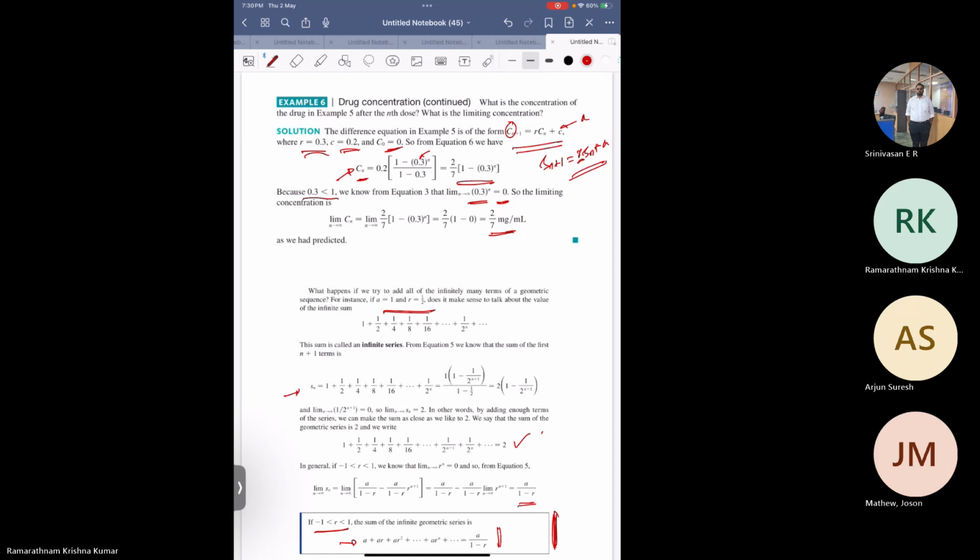Now, let's check whether that formula holds good in this case. Will this formula hold good in this case? R is less than 1, so it should. Let us just substitute this and see. What is A? 0.2. What is the formula? 1 minus R. 0.3. So what is this? 2/7.